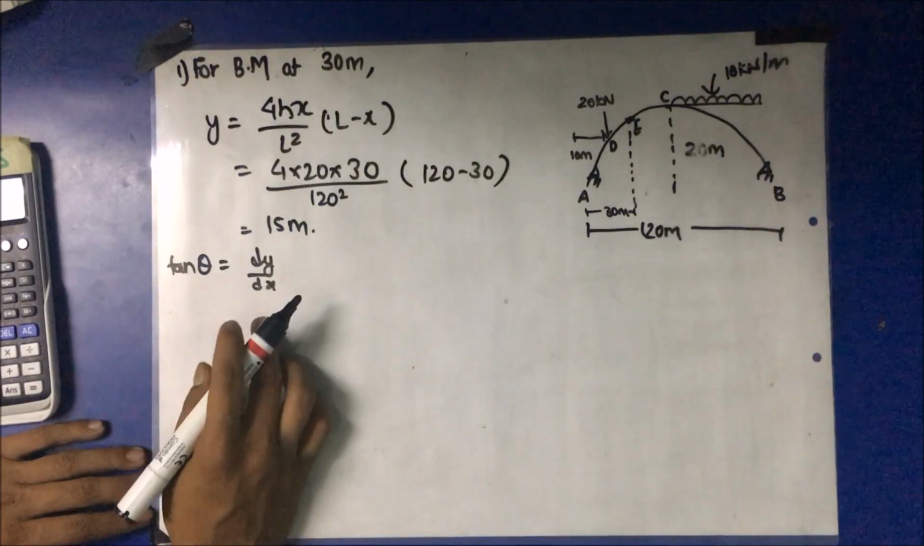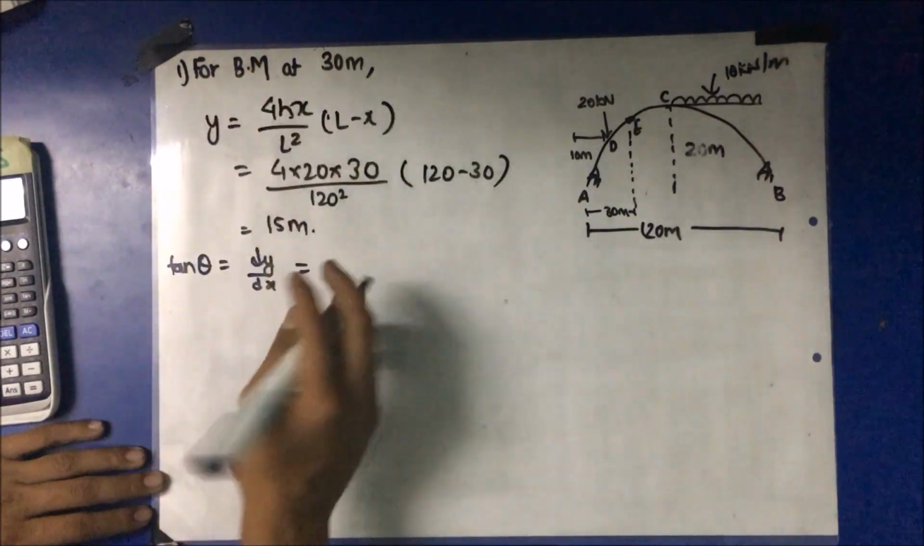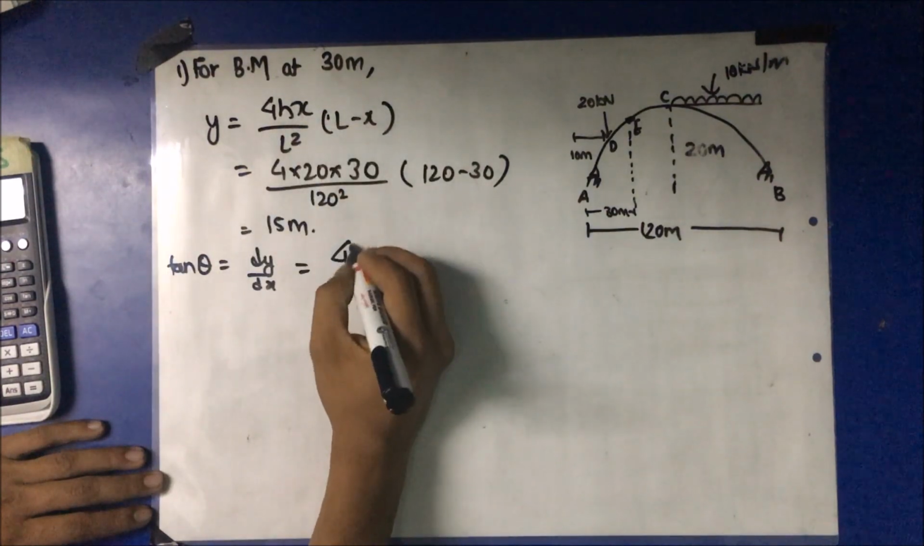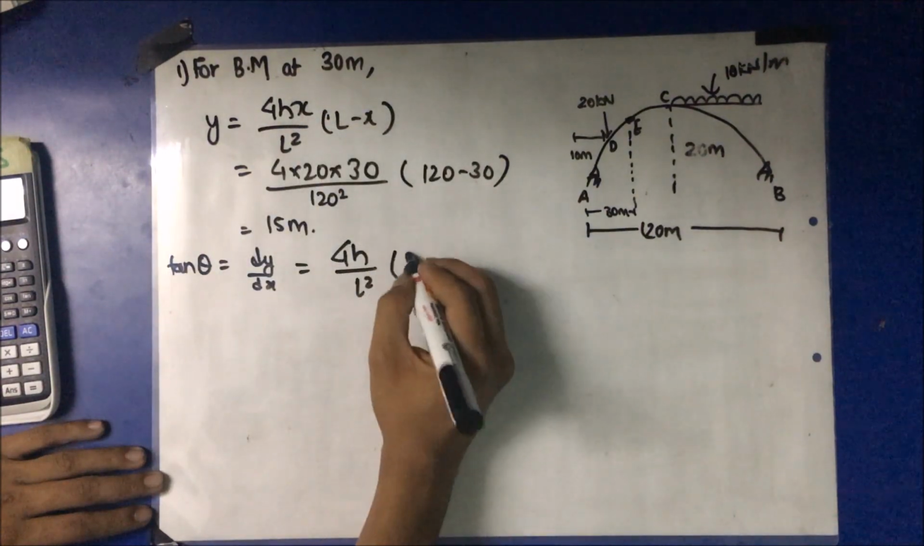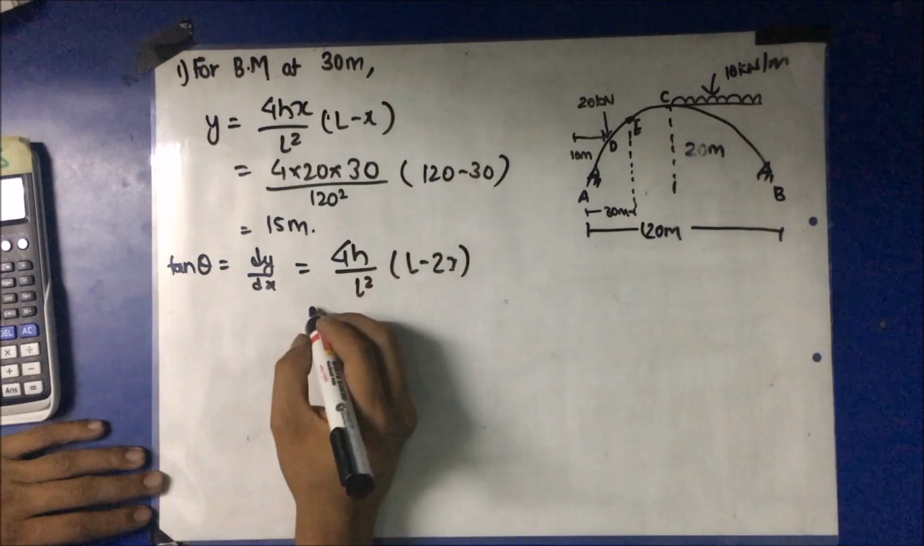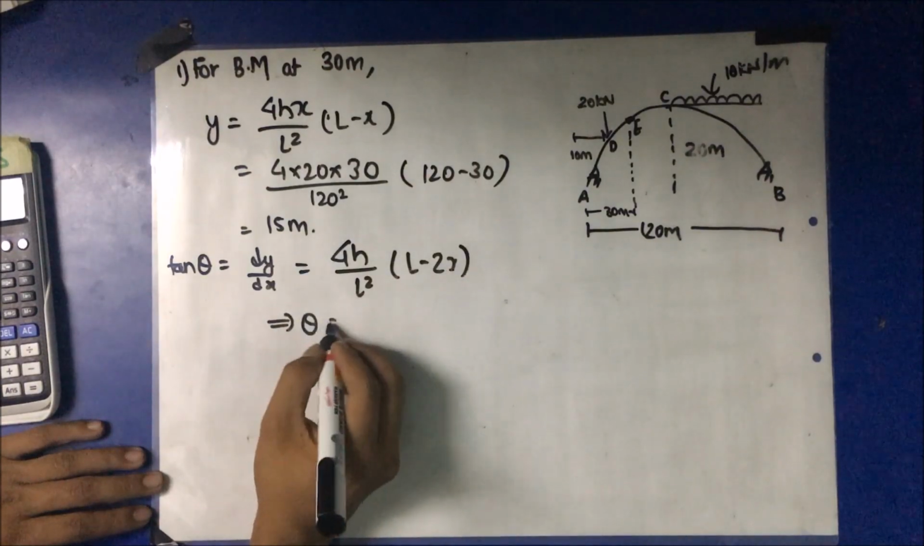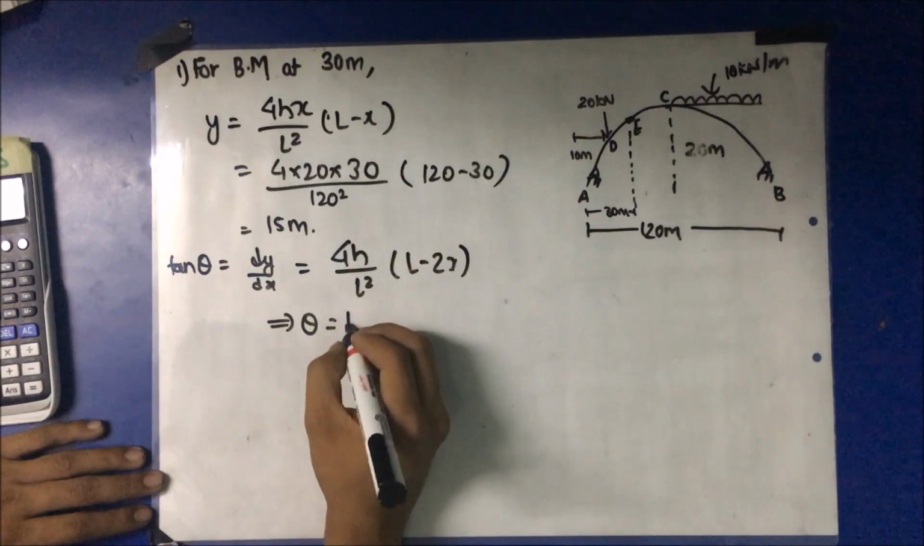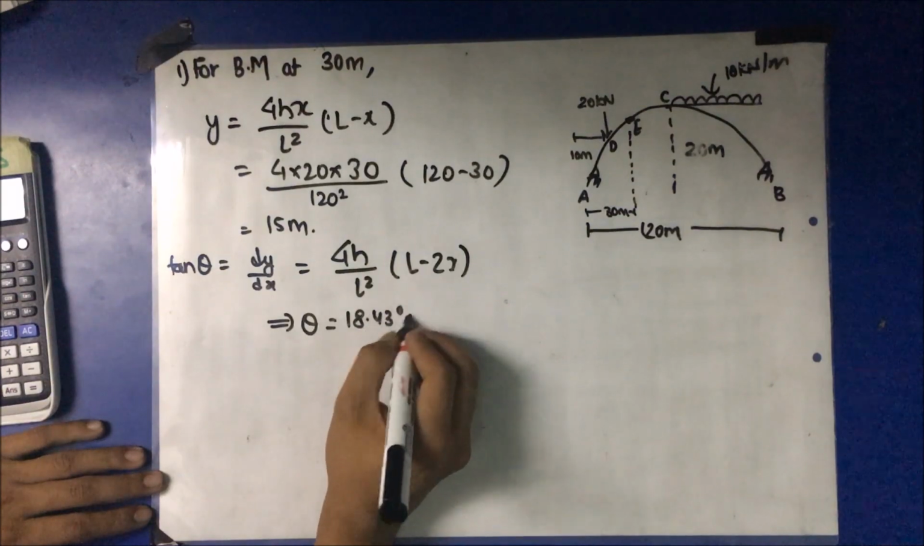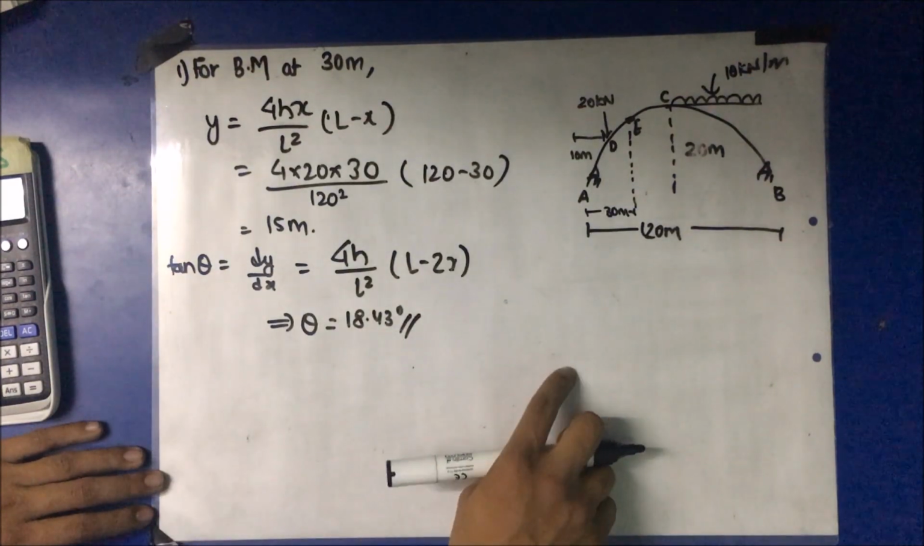tan theta is equal to dy by dx, and the derivative of this, we get 4h divided by l square, times (l minus 2x), and finally theta is equal to 18.43 degree. Theta is equal to 18.43 degree.